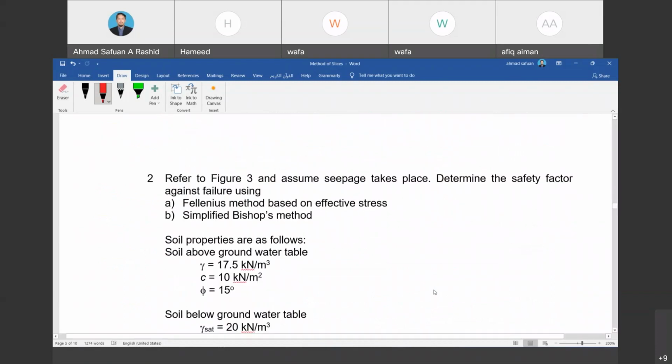Okay. So now we move to solution number 2. For solution number 2, we refer to figure 3 and assume seepage takes place. So they have a seepage here. Determine the safety factor against the failure surface. Determine the factor of safety against failure using the Fellenius method based on effective stress, and another one using simplified Bishop.